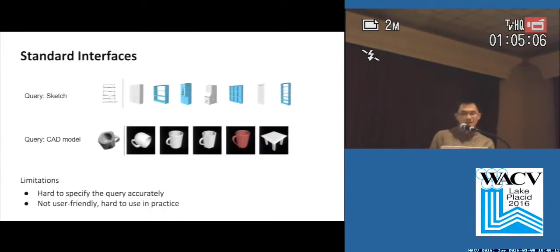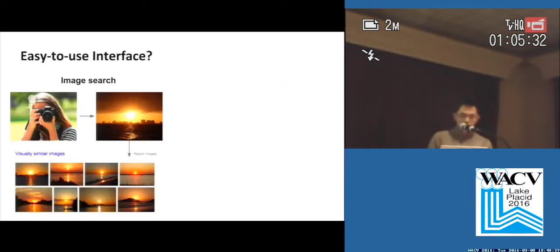Content-based shape retrieval is a long-existing problem, and it's very fundamental for a lot of applications. The standard interface, like you see here, either takes a human-drawn sketch or a full CAD model as input, and these inputs are hard to get, and it's not very accurate to characterize what you actually want to search. So is there an easy to use interface?